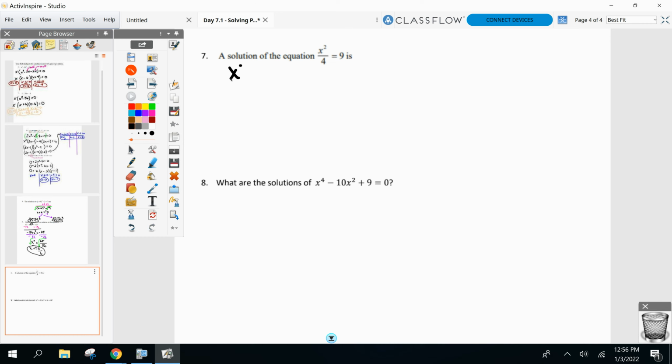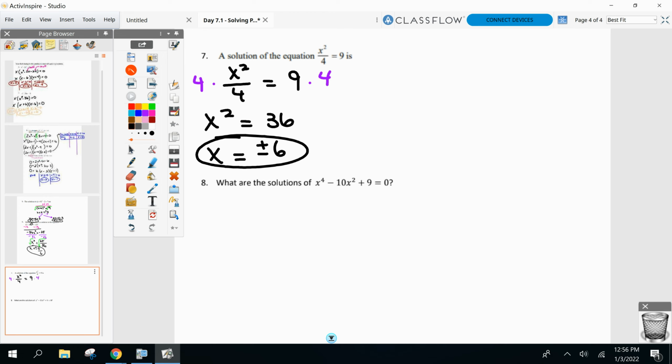Let me actually rewrite this. Times 4, times 4. X squared equals 36. Oh, that's a nice, easy one, huh? Just be disciplined, right? X equals plus or minus 6.